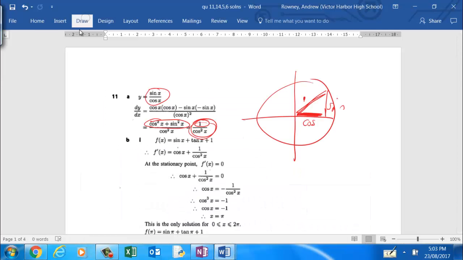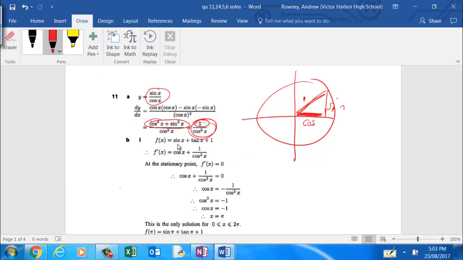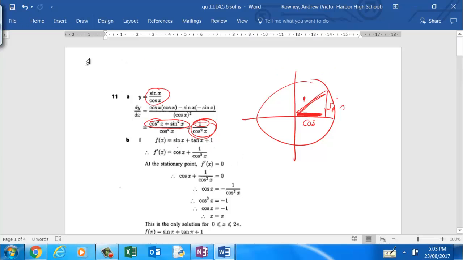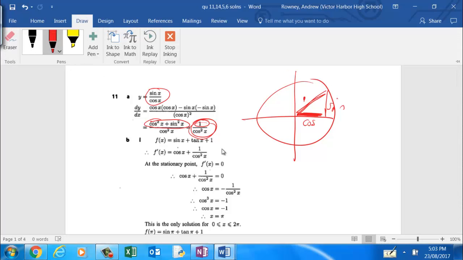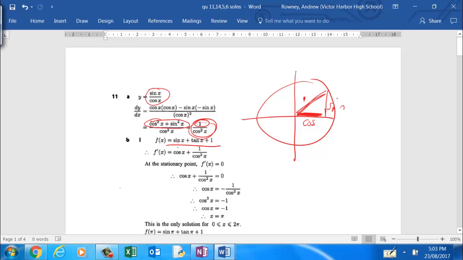Okay, so doing the derivative, here's the function. Doing the derivative, derivative of sine is cosine, derivative of tan is 1 on cos squared from part A, and derivative of 1 is 0. Now the stationary point is when that derivative is 0, so we make this whole thing equal to 0. Take that on the other side and it becomes minus. Then we could multiply both sides by cos squared and we get cos cubed.